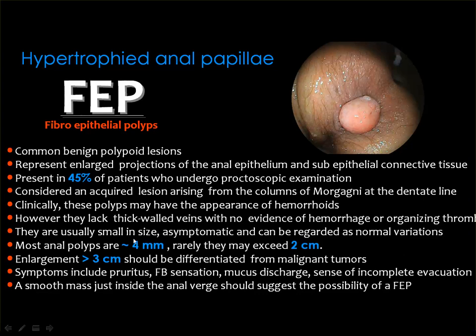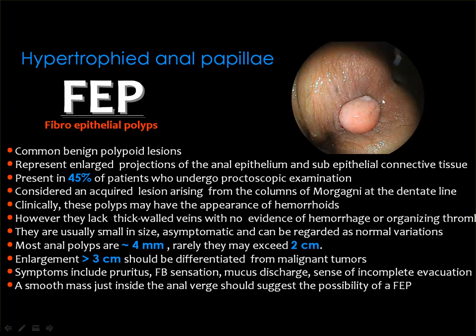The lesions are usually small in size and they are commonly asymptomatic. The size is from about 4 mm to up to 2 cm, while lesions above 3 cm in size should be assessed for the possibility of malignancy. Some of the lesion symptoms may include pruritus, foreign body sensation, mucus discharge, and the sense of incomplete evacuation.